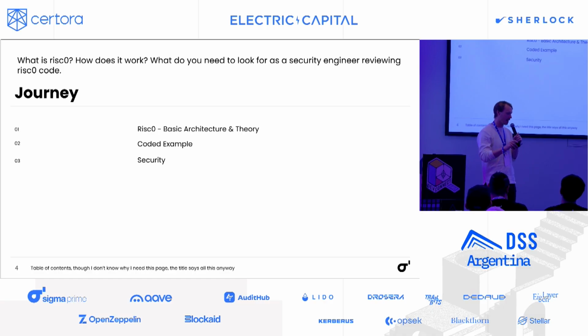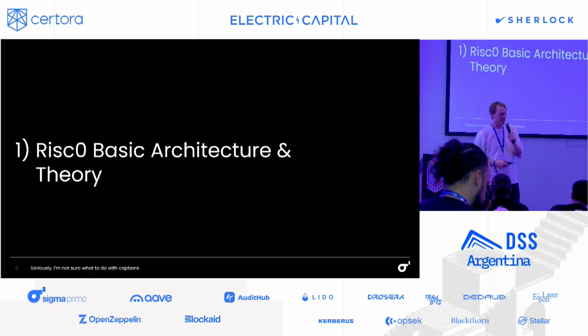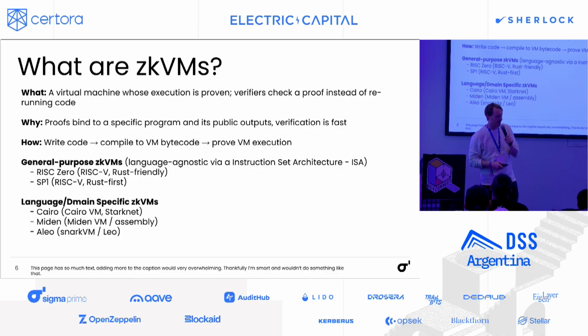So the type of architecture and the theory that we're going to be looking at is what people need to review and write RISC Zero code. Second part will be a coded example, run you through how bad I am as a developer and how many bugs I can write. You can hopefully spot them all out pretty quickly, and then we'll go through them together. And then at the end, we're going to be running through all the security tips and tricks and everything else you need to know. So, theory, basic RISC Zero architecture.